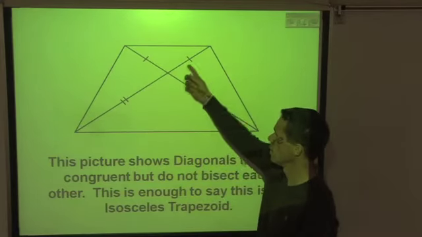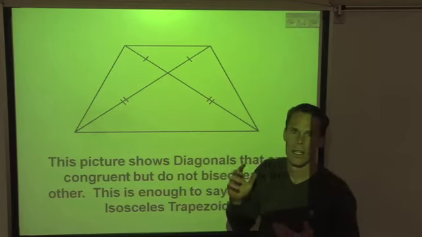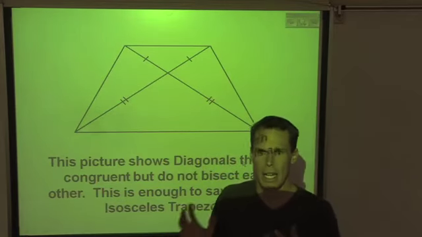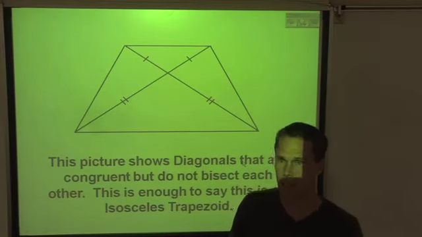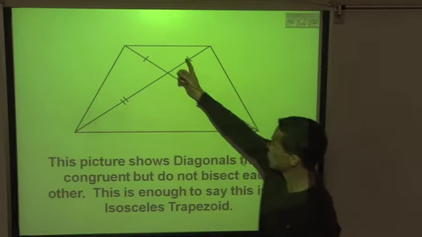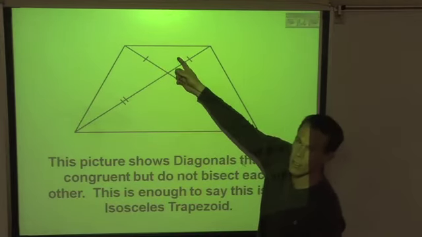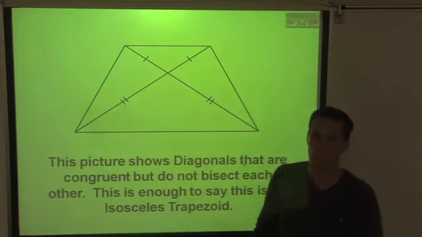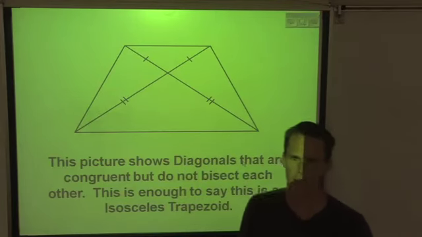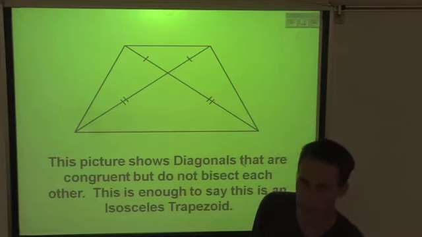1, 2, 1, 2. If they are congruent and not bisecting and make isosceles triangles, see, there's an isosceles triangle here and here. That is enough for it to be an isosceles trapezoid. So we need to be very careful here.